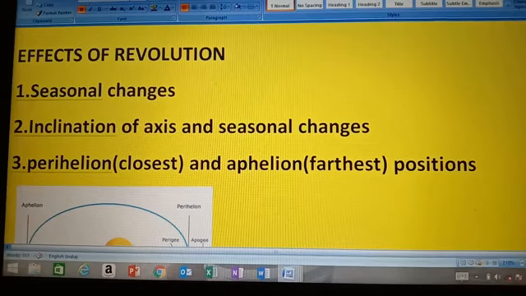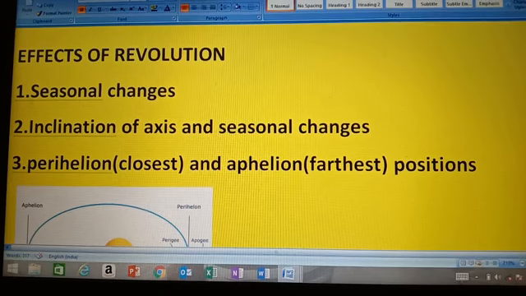Hello dear students. Now our next topic is about effects of revolution. In the last class we have studied about revolution and its characteristics, children. What is revolution? Revolution is the movement of earth around the sun in an elliptical orbit. Okay? The earth revolves around the sun in an elliptical orbit, which is called as revolution.